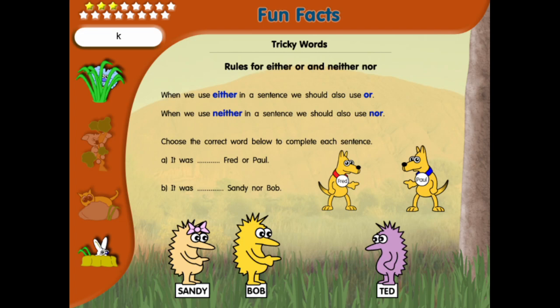Tricky words. Rules for either or and neither nor. When we use either in a sentence, we should also use or. When we use neither in a sentence, we should also use nor. Choose the correct word below to complete each sentence.